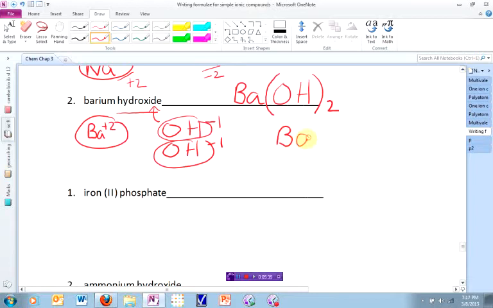If you wrote it like this, and just add the 2 at the end, it's wrong. That means you have 1 barium, 1 oxygen, and 2 hydrogen, which is not correct because you have 2 oxygen and 2 hydrogen. So you have to remember to put the brackets in.